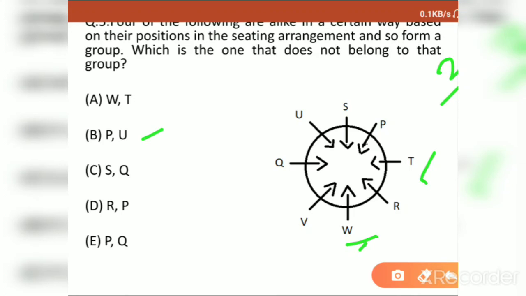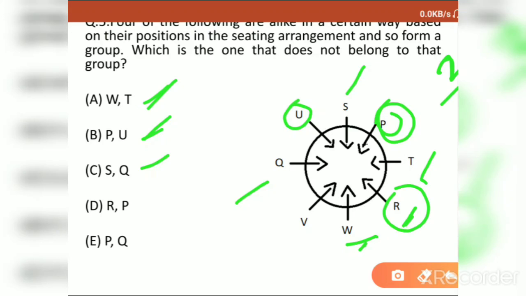Go for the second one. P, U. Here also U is sitting second to the right of P. Here also following the same rule. These two follow the same rule. S and Q. Here also to the right of S, Q is in second position. The same rule. R and P. Same, right?